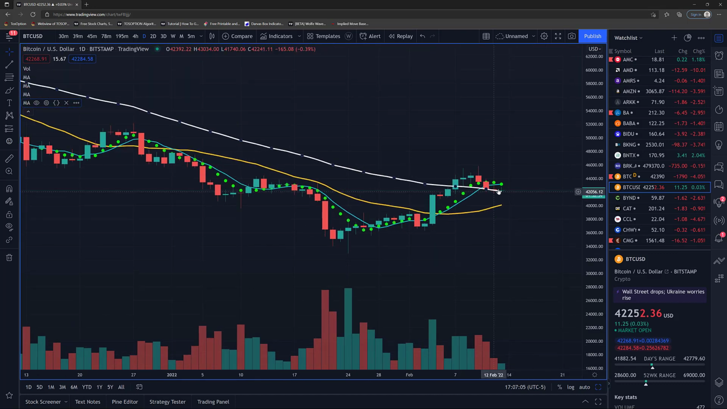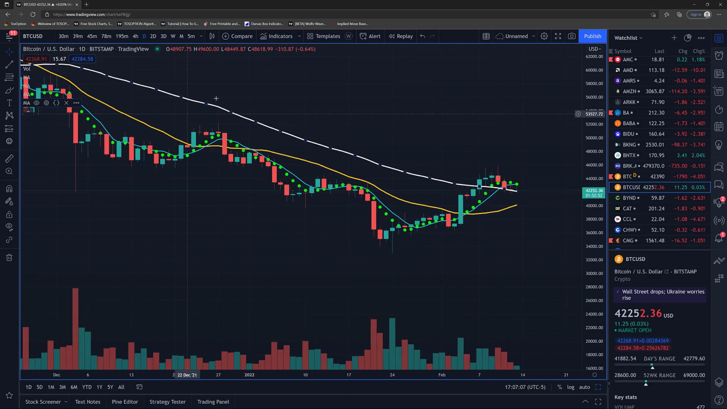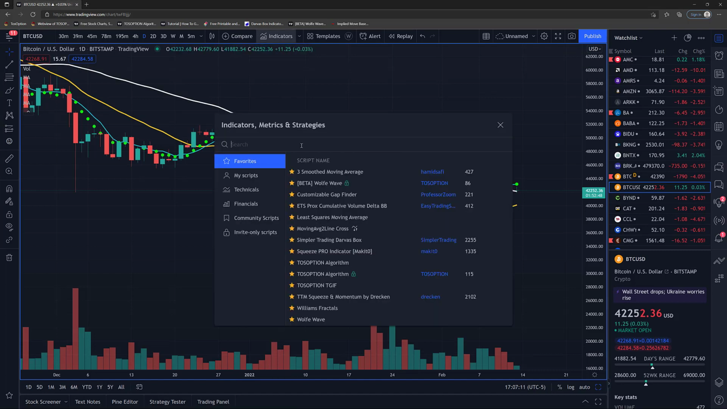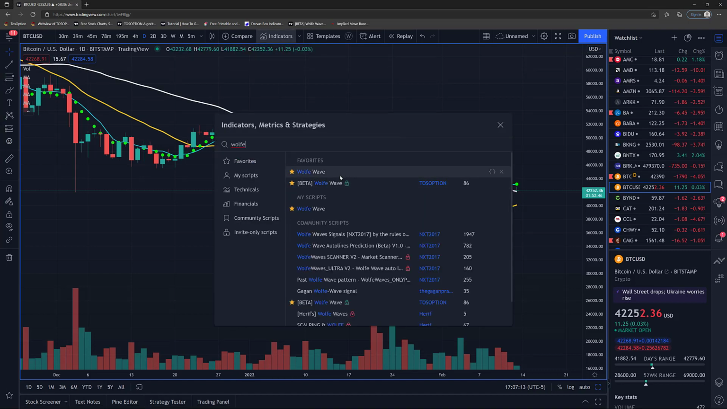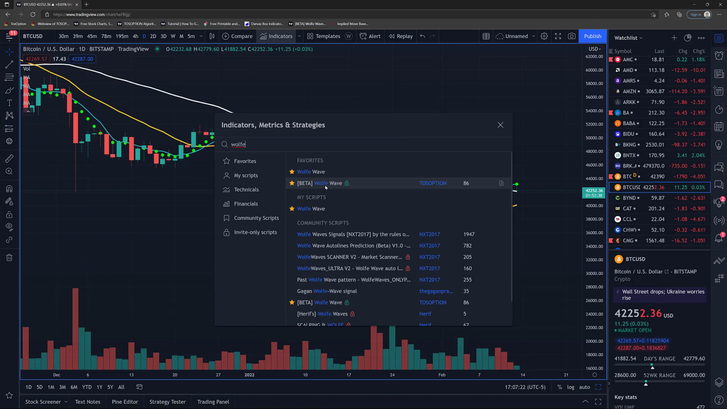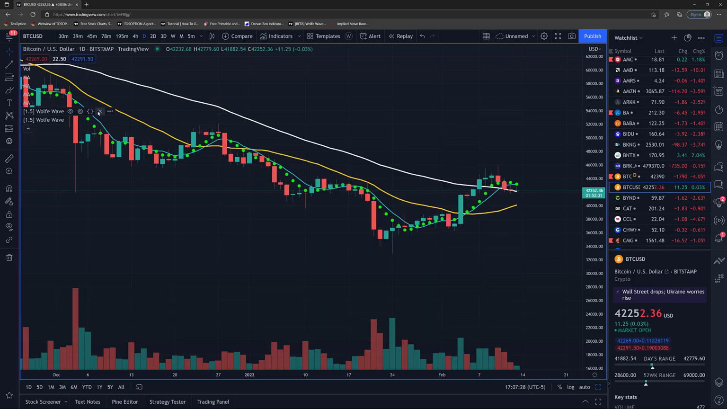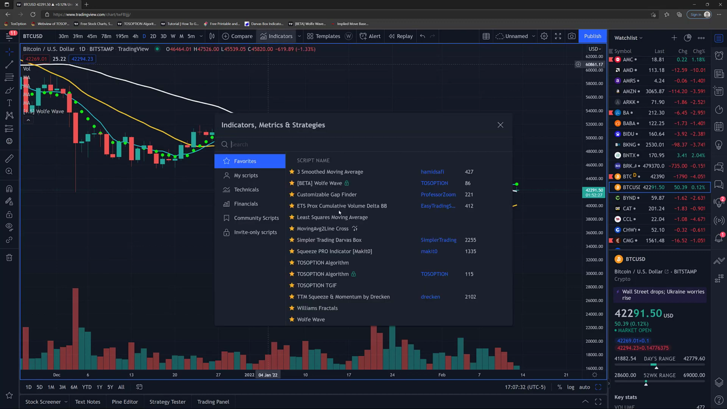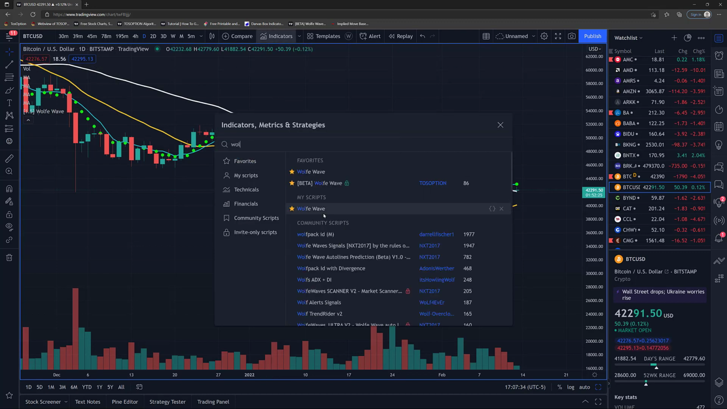And now you want to apply the Wolfe wave indicator. So you just type in Wolfe wave, and we are the first community to provide the Wolfe wave in TradingView. Okay, so you can just click that there, and then you should see 1.5 appear. And then you want to apply a couple of those there, because I'll tell you why.